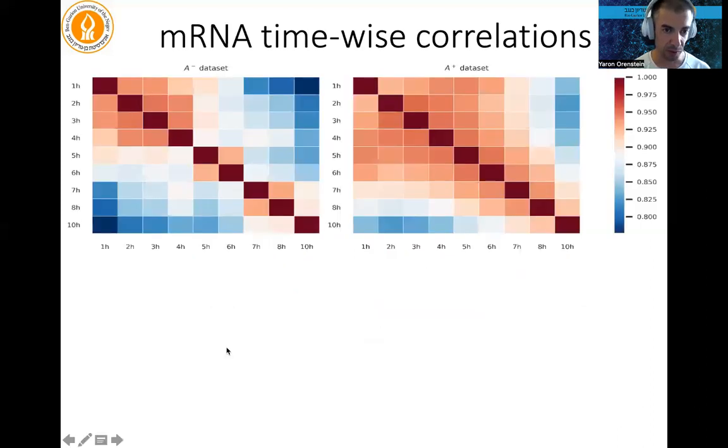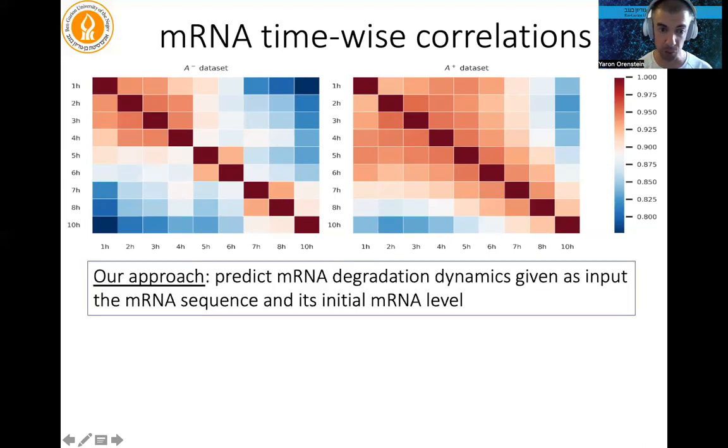One of the motivations that led us to develop the specific model was measuring the correlation between different time points. As expected, the levels at the first hour are highly correlated with the second hour and so on, and the correlation drops as we go into future time points. The lowest correlation is between the first hour and the 10th hour. But this means that we can think of a model that will enable us to predict the mRNA level at future time points. And this is indeed what we did.